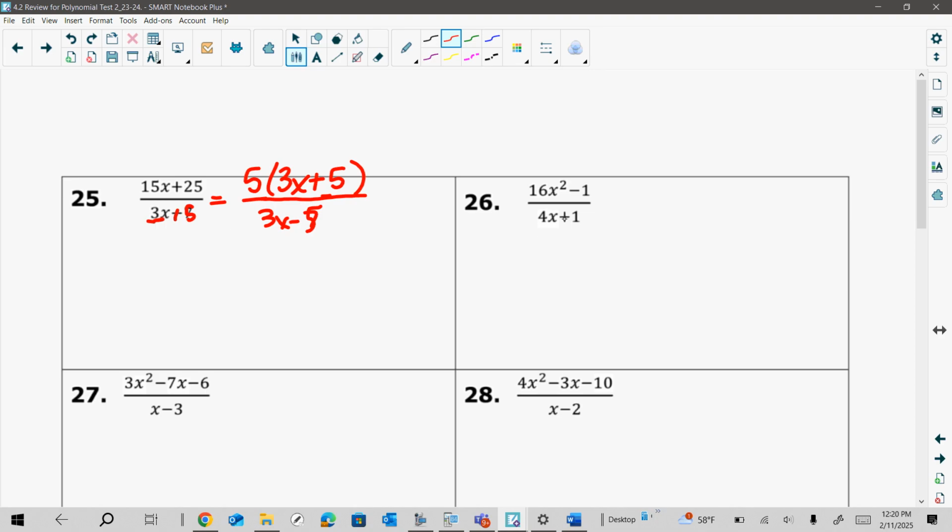Here, 4 times 4 would give me 16. Same thing right here. And this is a difference of squares. So this is 4x plus 1. Oops, that's supposed to be plus 1. There's that first one. And then 4x minus 1. 4x plus 1 is what they have in common.